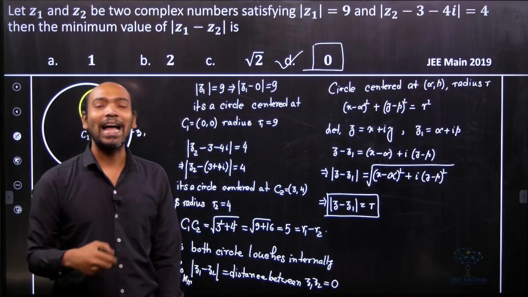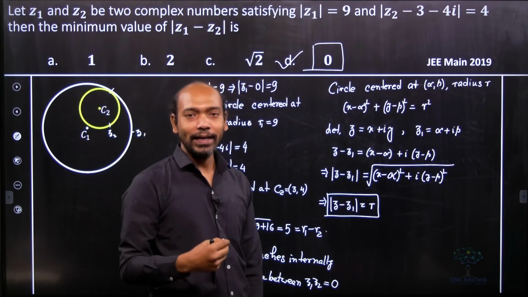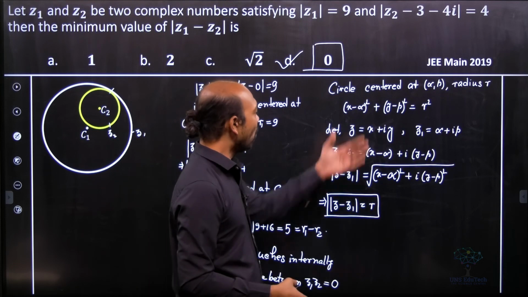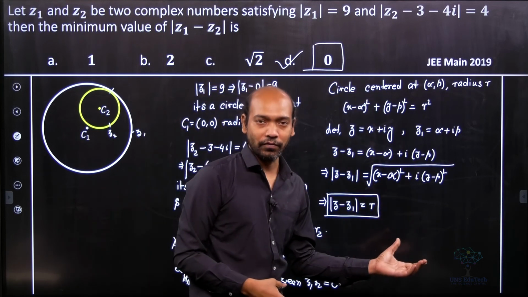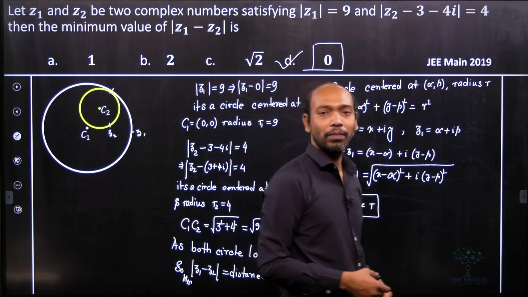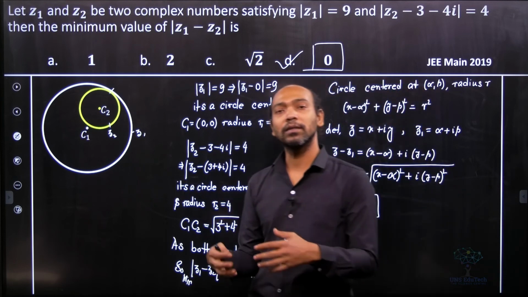So this is called the application of complex numbers in coordinate geometry. So always remember this stuff, okay? That is, the equation of a circle in complex numbers.